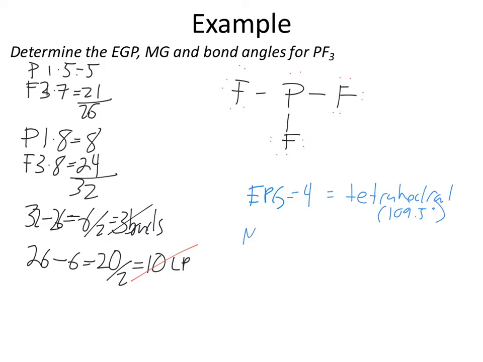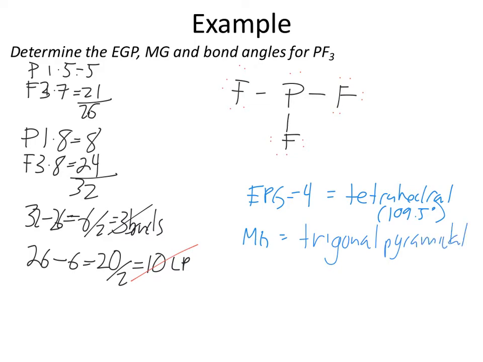However, when I look at my molecular geometry, this is going to be different because I actually have 1 lone pair of electrons. So that means that my molecular geometry will not be the same as my electron pair geometry. Now, if you go back to the chart, when you look at 1 lone pair, this is actually going to be trigonal pyramidal.